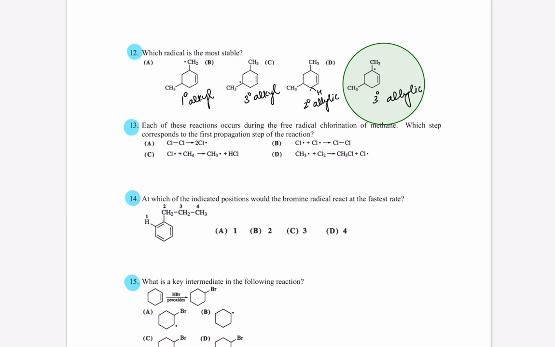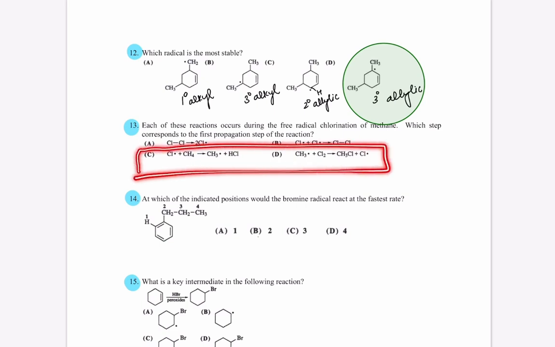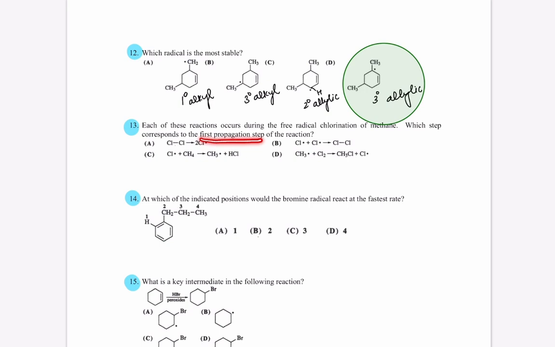In a propagation step, you need to have radicals on both sides. You need to have a radical on the left side as well as on the right side. So obviously these two could be propagation steps, but the question asks which one is the first propagation step. In the first propagation step, you still have the methane. So this is the first step, whereas this is the second step. And both are propagation steps, which is where one radical has been converted into another radical, and that radical is going to propagate the chain. Okay, so the right answer here is going to be this.